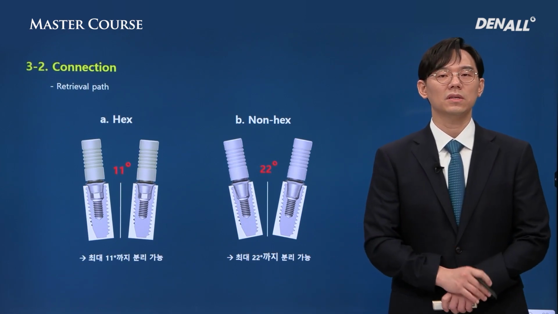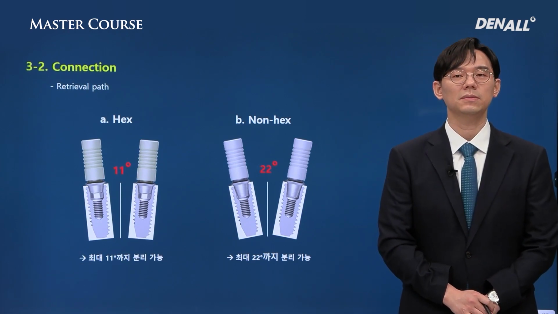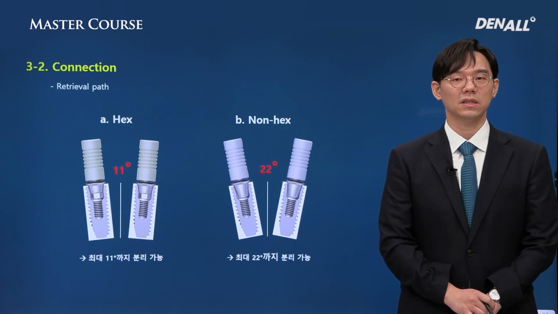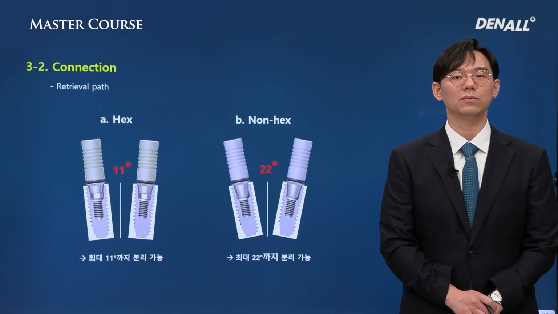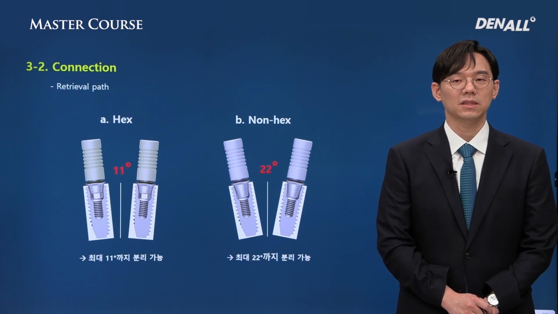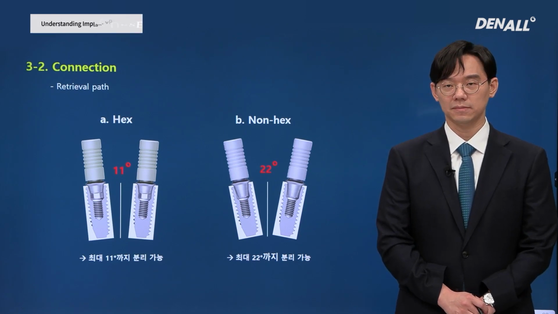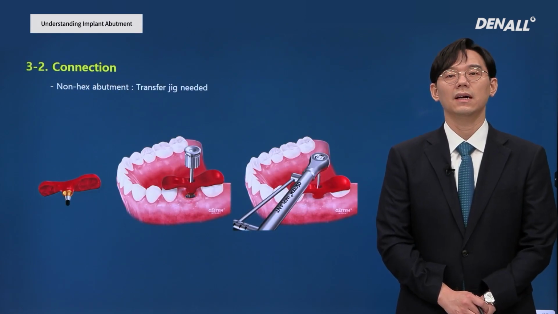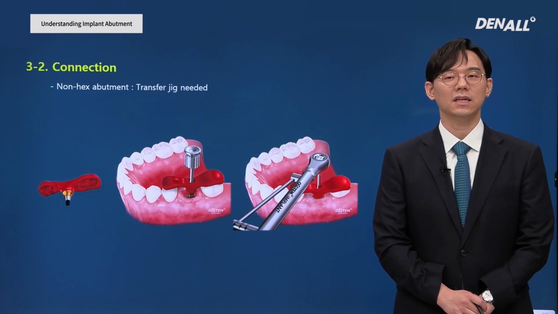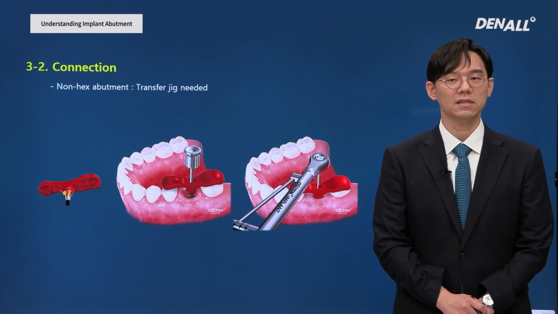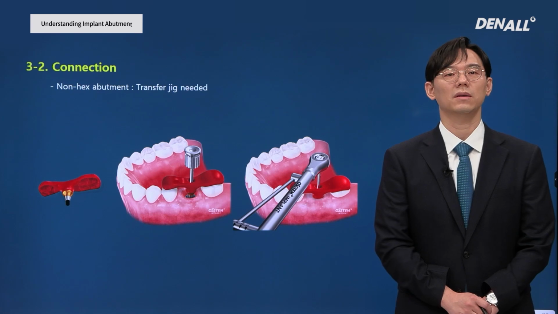When you do splinting on two implants, the hex abutment allows 11 degrees of implant divergence, whereas it is 22 degrees for non-hex abutments. Therefore, non-hex abutments are easier to repair. However, it is difficult to reposition non-hex, so when you connect it, you need to have a transfer jig.